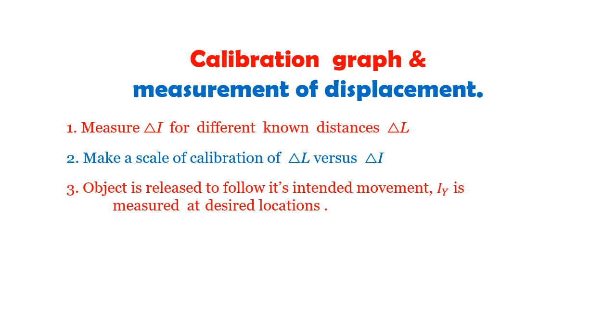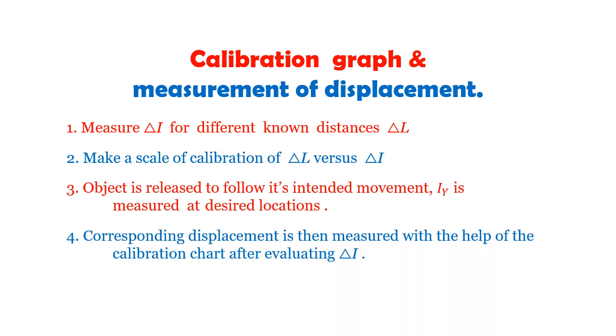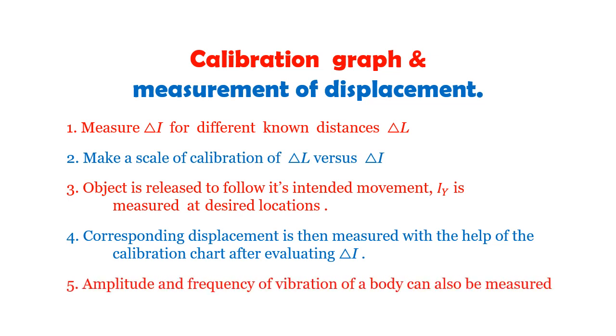Now the object is released to follow its intended movement. As the object moves to different locations, its distance from the cable changes, resulting in different values for Iy. The actual displacement is then measured with the help of the calibration chart after evaluating delta I. Measurement of displacement following this procedure helps when the movement of the object is in difficult to reach locations. Through this method, the amplitude and frequency of vibration of a body can also be measured. That's about using optical fiber as a sensor for detecting displacement based on intensity modulation.